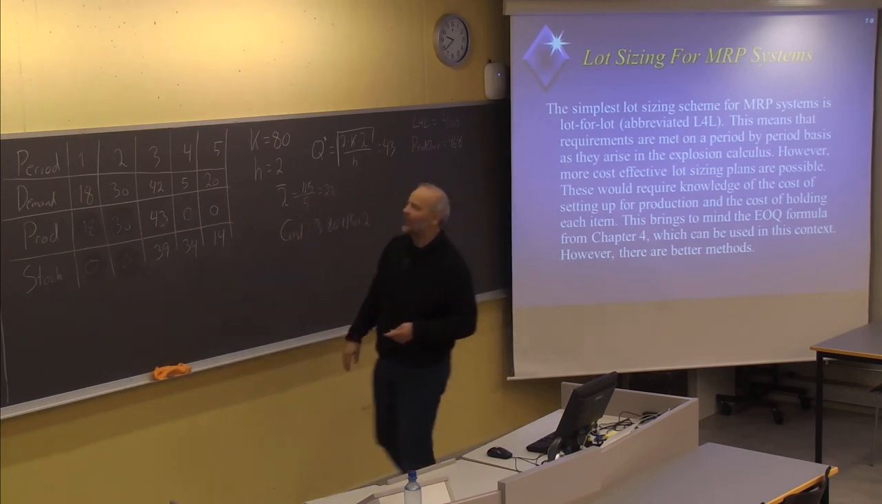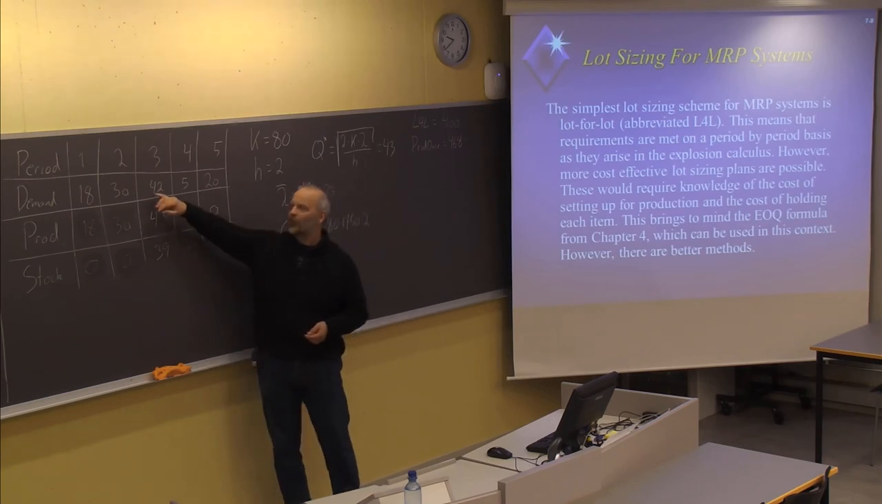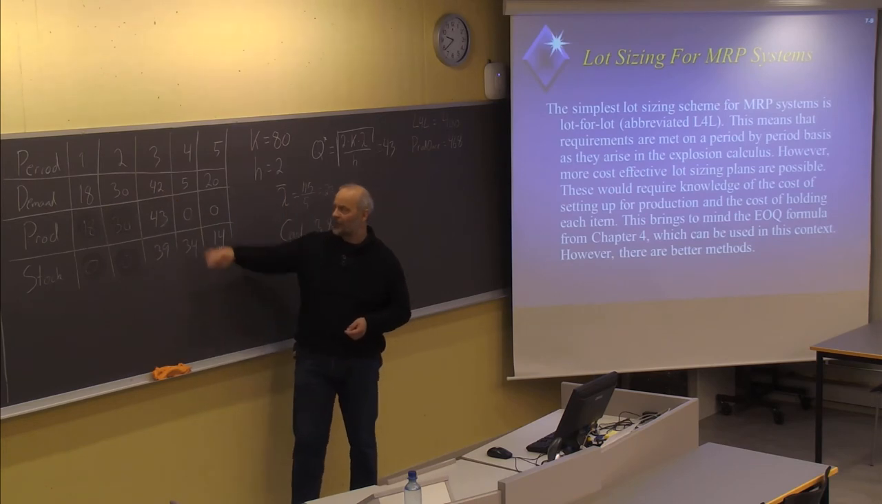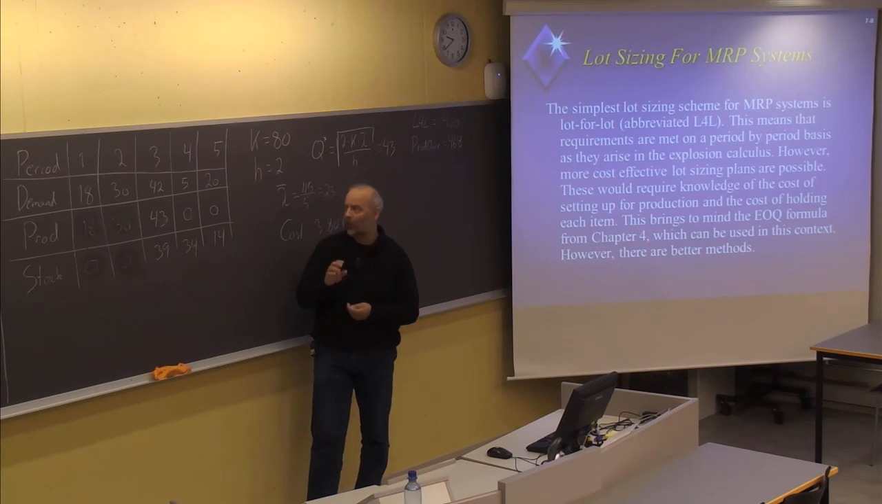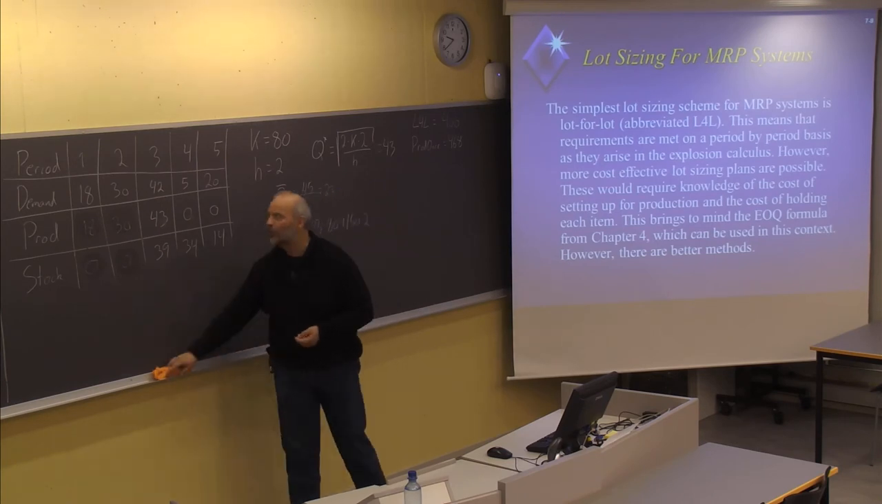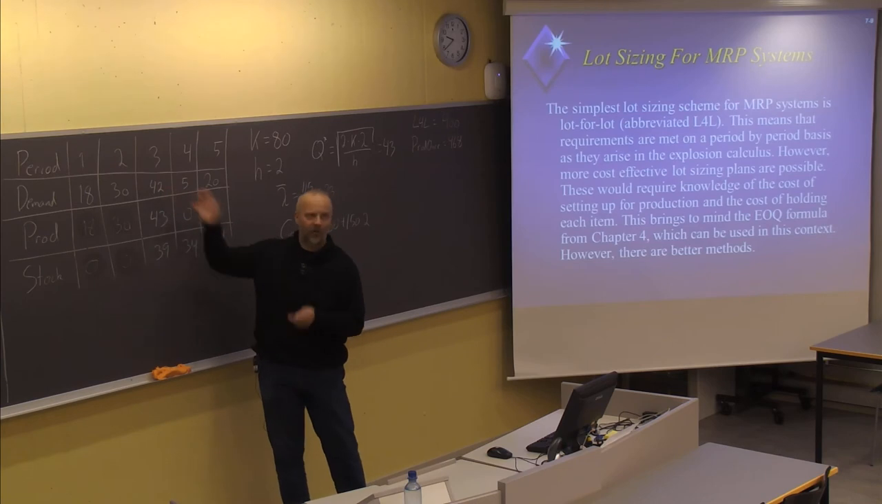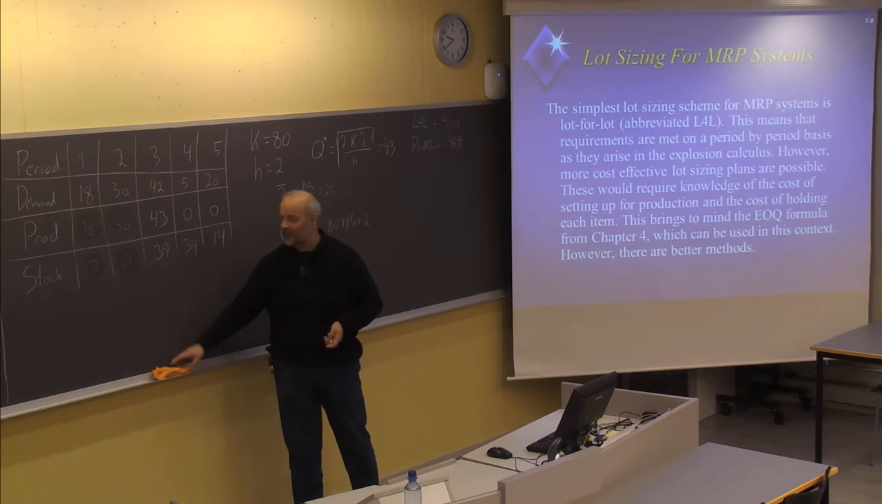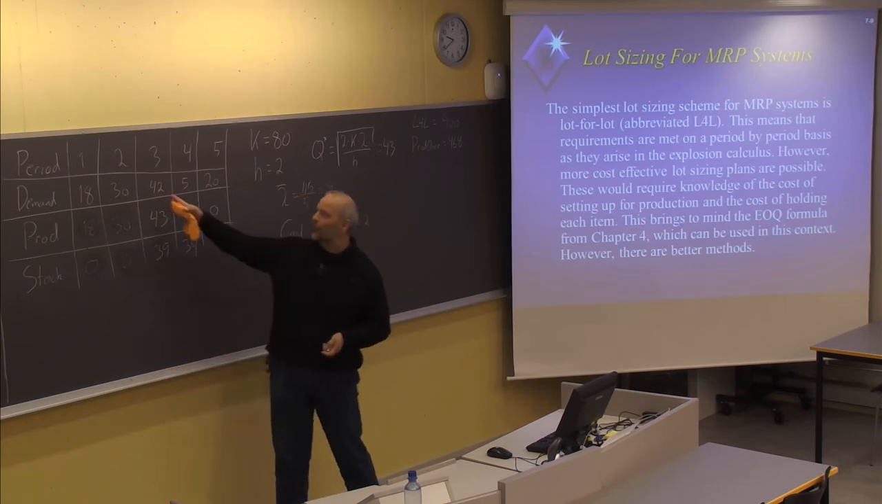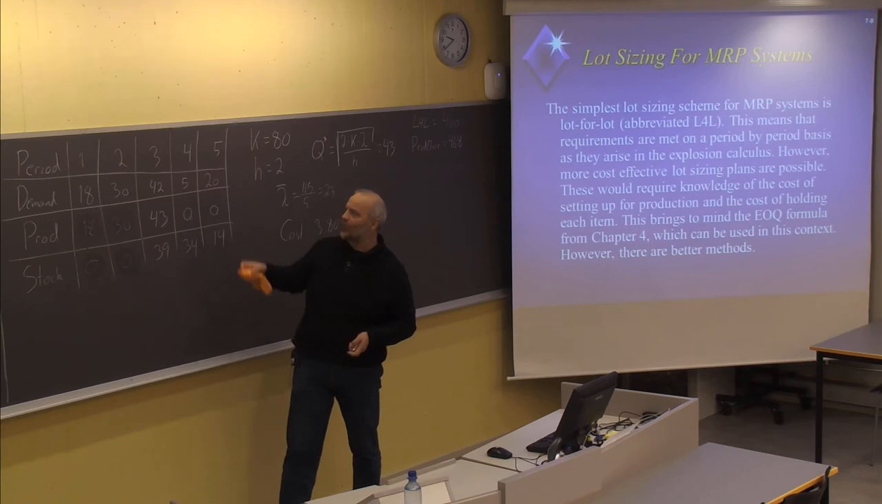And so in period number three, you will produce 42, of course, which is the demand in this period, but you won't have a production in period number 4 and 5, which means that the total number of units to produce will be the sum of the periods which you want to meet with the production in this period here. So 42 plus 5 plus 20 will be 67.